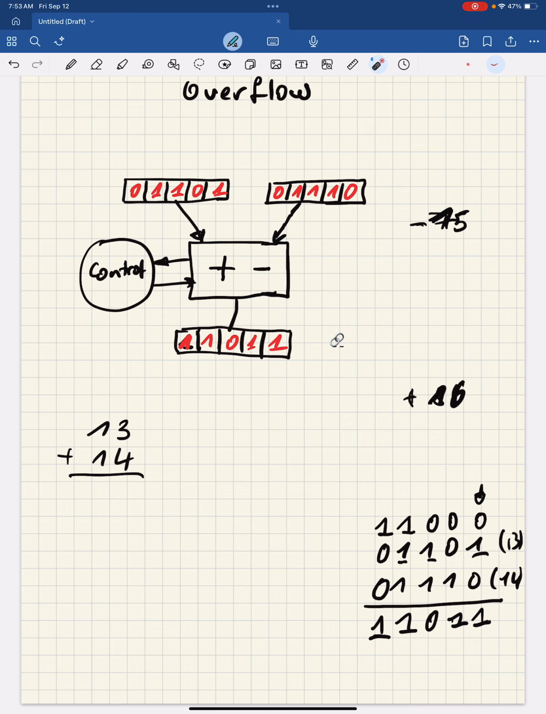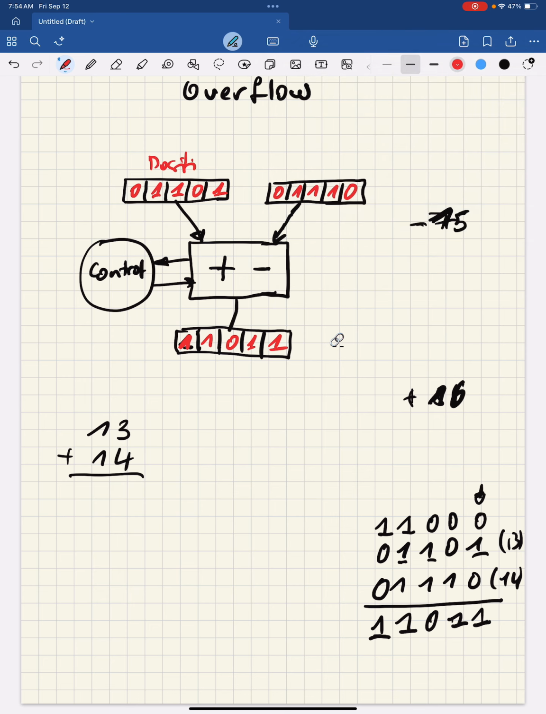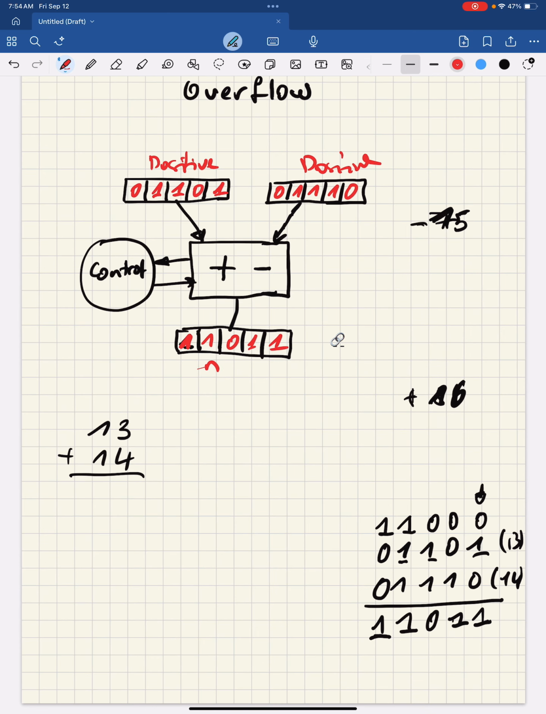How does the computer know now? The computer has this controller that will go and check here in order to figure out what the sign of the result is, what the result looks like. And what we see here is that the result has a value of 1, meaning that the number here is a negative number. So what we've done is add a positive number to a positive number, and then we got a negative number.